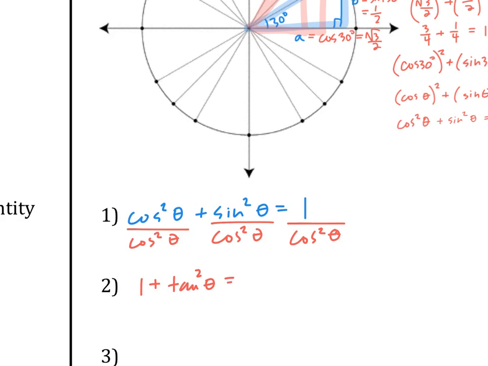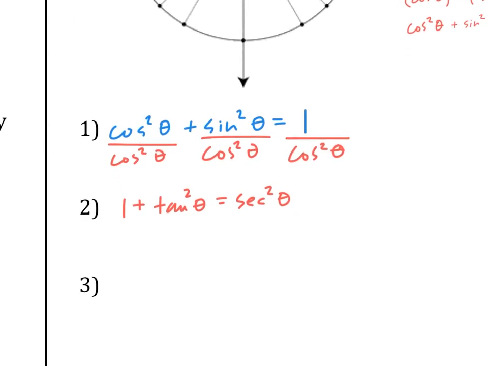All right, last one. This one may be a little bit tricky at first as well. 1 over cosine squared. You might not know what 1 over cosine squared is, but 1 over cosine is secant, right? And so 1 over cosine squared is basically 1 over cosine, the whole thing squared. So this is going to be secant squared.